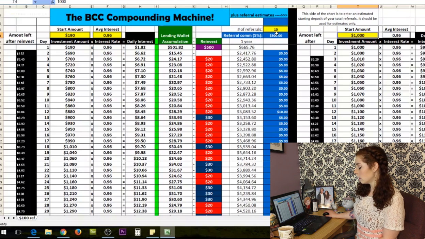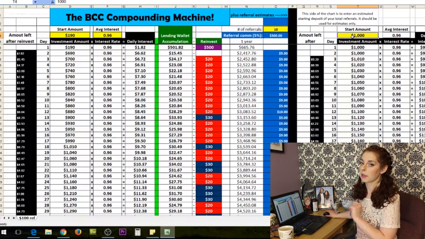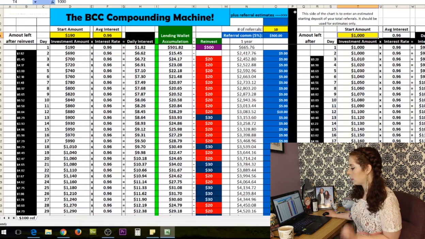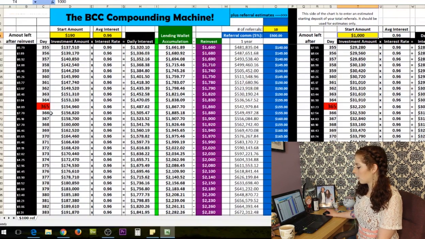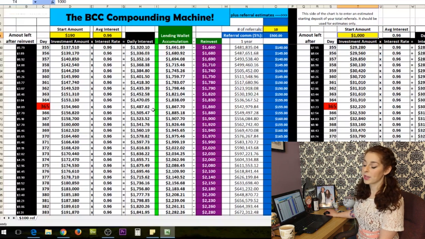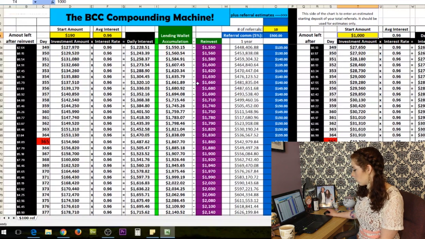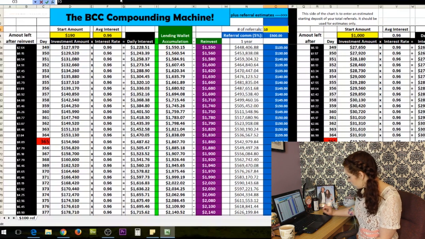So with 10 referrals making roughly $1,000, just because I don't want to play around with that too much, by 1 year I'll have $154,960 and be making $1,487 per day. That's pretty crazy. What happens if I get wildly popular? Which I don't see happening, but we can dream.